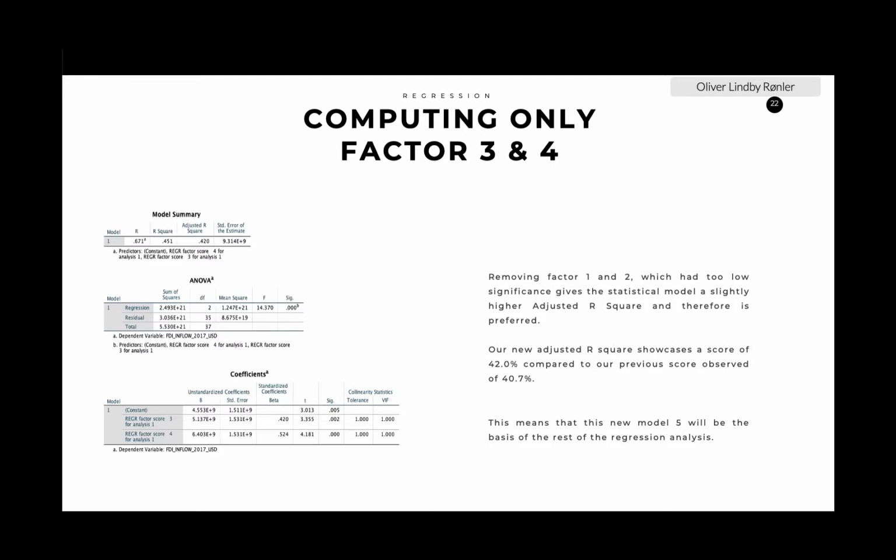In this next step, we're trying to improve our model by removing factor 1 and factor 2, which had too low significance. This gives the statistical model a slightly higher adjusted R-square and therefore is preferred. Our new adjusted R-square showcases a score of 42% compared to our previous score of 40.7%. This means that this new model will be the basis of the rest of our regression analysis.